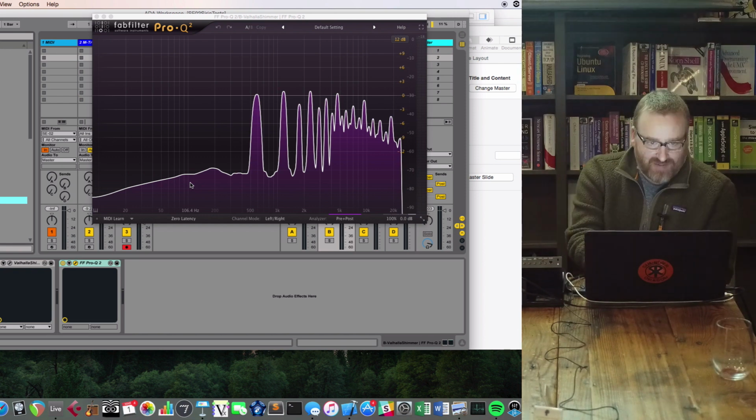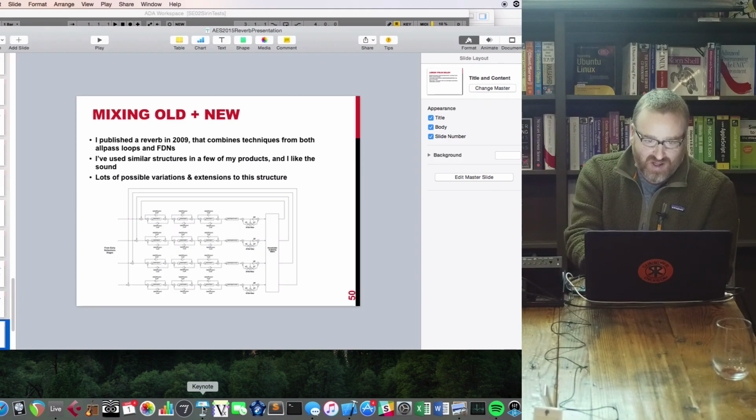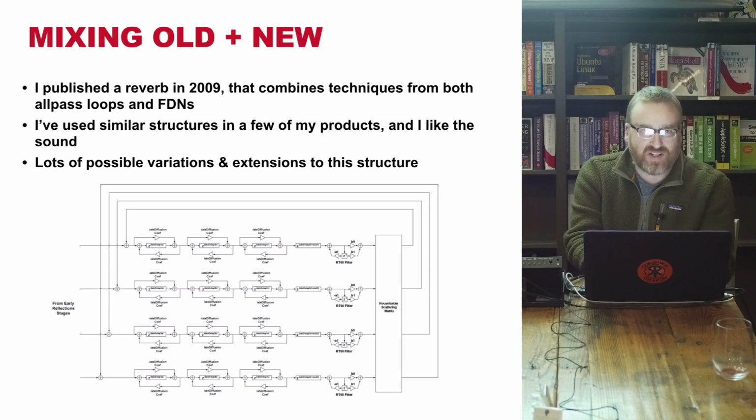By the way, let me just see if I have any more slides that are important. I think this is a design I was talking about. This is an FDN, but it's got the all-passes in it. It sounds pretty good.